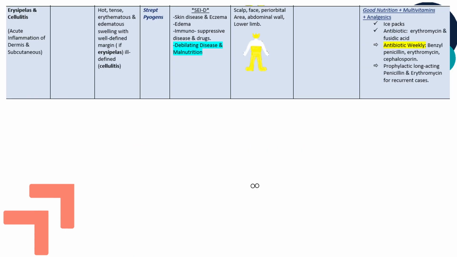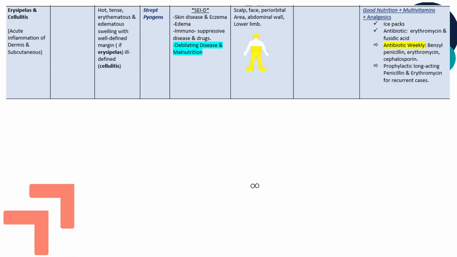Now let's move to erysipelas and cellulitis. Both of them are almost similar diseases. Both of them are acute inflammation of the dermis and the subcutaneous tissue. However, the pathogen causing them this time is only Streptococcus pyogenes. It's the only pathogen causing erysipelas and cellulitis.